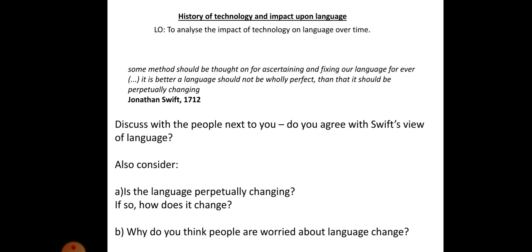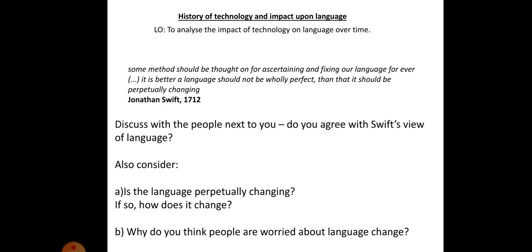So the statement on the PowerPoint says: "Some methods should be thought on for ascertaining and fixing our language forever. It's better a language should not be wholly perfect than that it should be perpetually changing." Now, Jonathan Swift wrote that in 1712. So I'd like you to think, do you agree with Swift's view of language? Also consider, is the language perpetually changing?